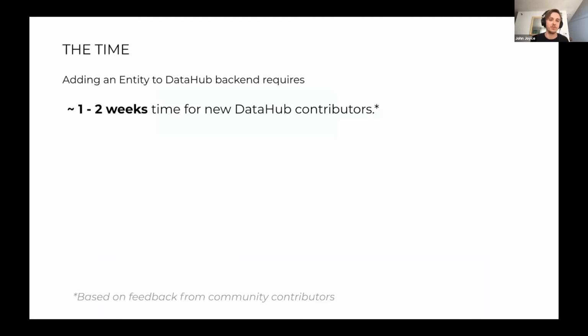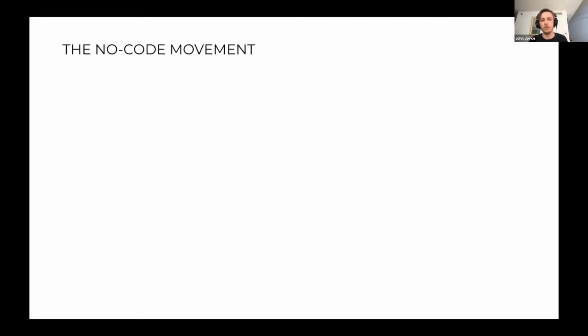Based on conversations with folks who have raised PRs to add entities, we found that on average, it would take 1 to 2 weeks for a new DataHub contributor to actually get up to speed with all the abstractions and add entities. And that's not even counting the back and forth that occurs on the PR after you've added 50 files, which can span up to a month, we've seen. So it's just too hard, right? That's the problem we're trying to solve with the no-code movement. That's where the no-code movement comes into play.